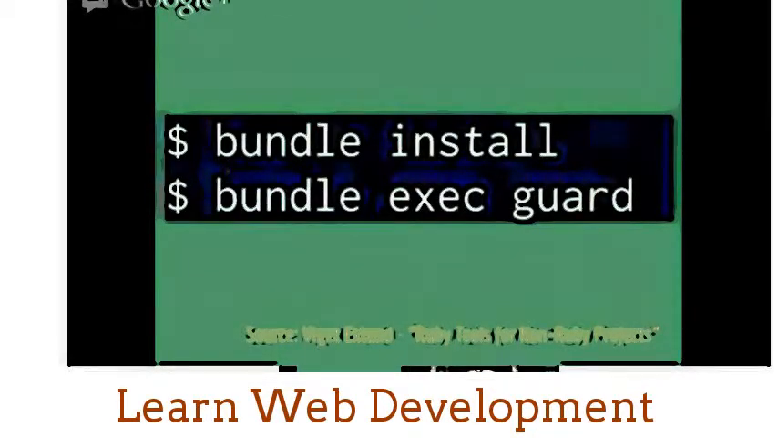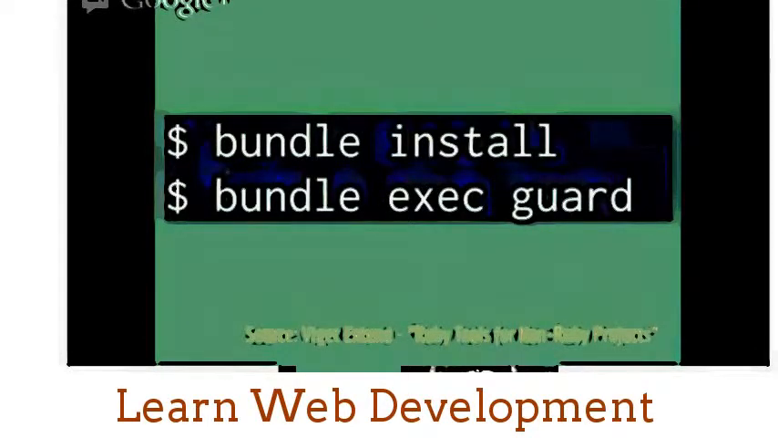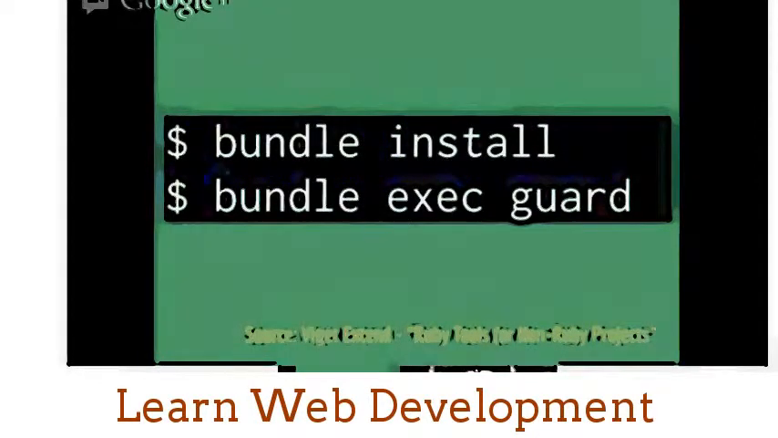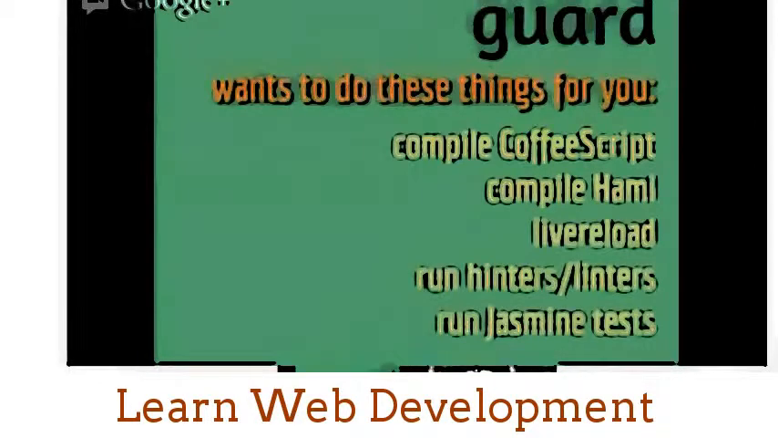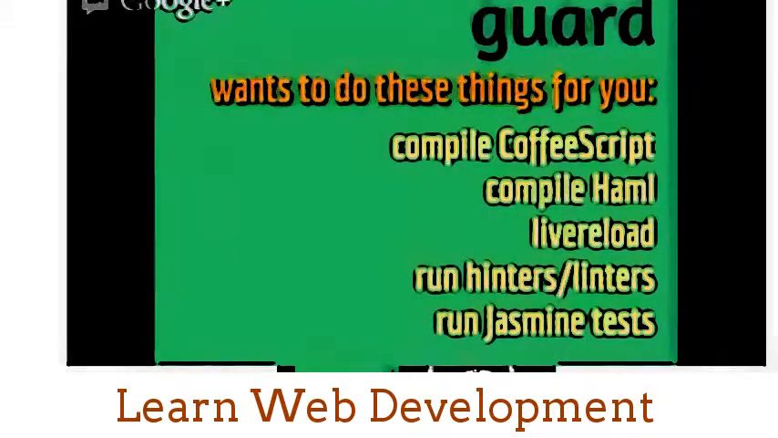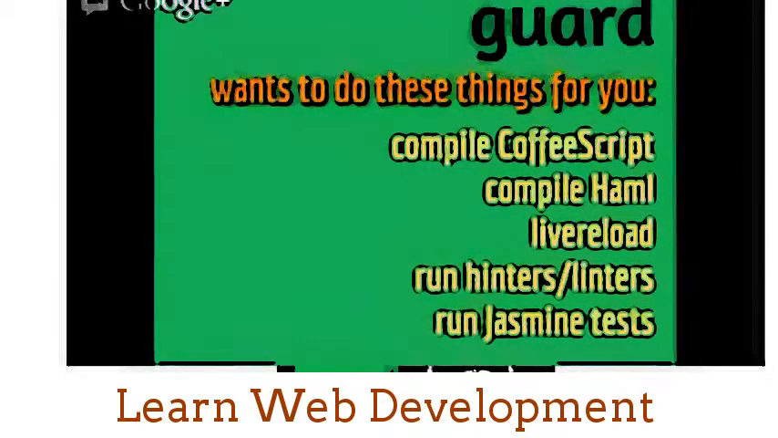And if you check out this blog post here from Viget, you can see they've got some just for things like handling minification, retina images, sprites, and there are also gems that add support for all kinds of stuff: compiling CoffeeScript, compiling Haml, doing live reload, running your hinters or linters, Jasmine tests.